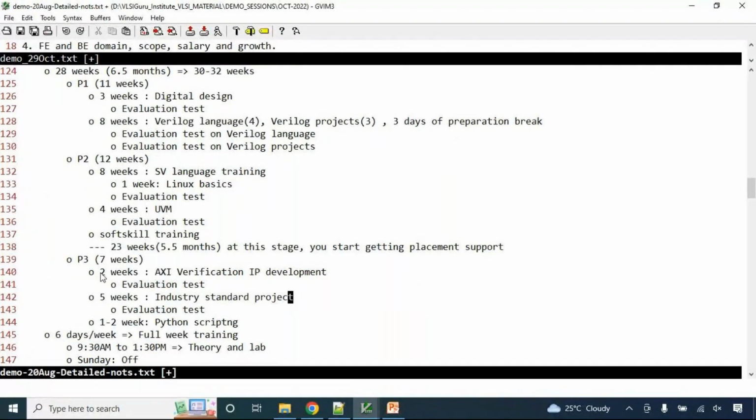Once it is done, the final 1-2 weeks will be focused on Python scripting. This will be done in a bit relaxed manner. Why? Because by this time you can start looking for jobs. Even if we spend 8 or 9 weeks instead of 7, it doesn't matter for you, because it is not going to impact your placement support. You will start applying for jobs, and while doing so you have time.